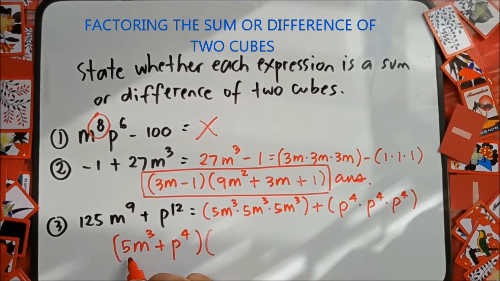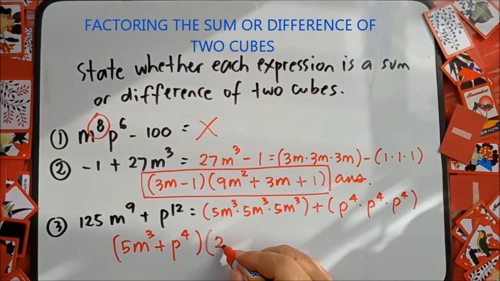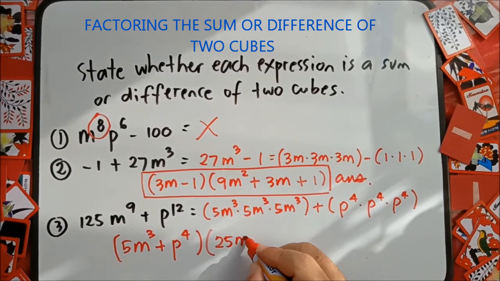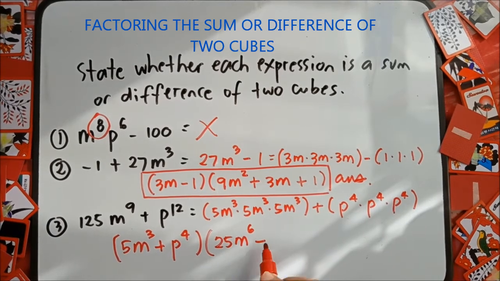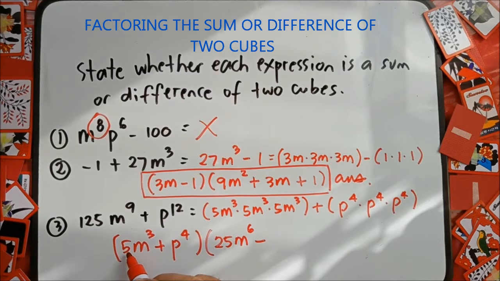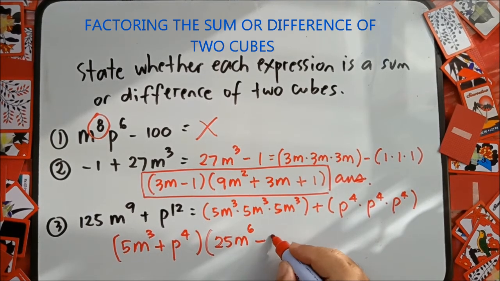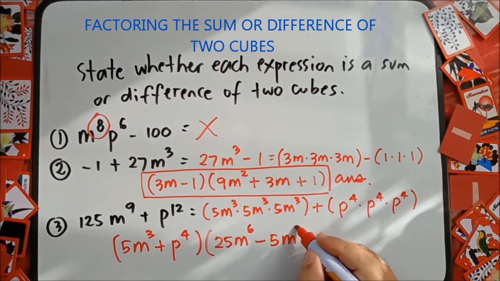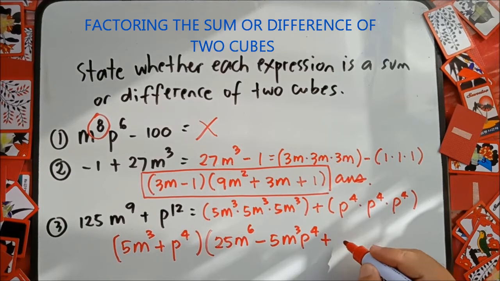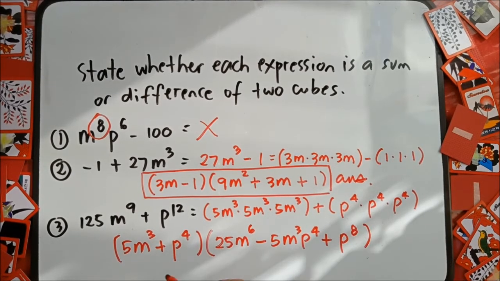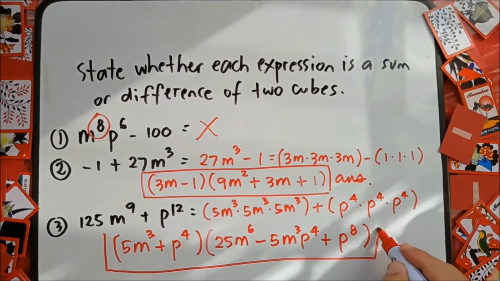Times. Square mo ito, magiging 25. Square mo ito, magiging m to the 6. Tapos negative ito. Pag positive ito, negative dito. Multiply mo silang dalawa. 5 m cube p to the 4th. Ano ang kabaligtaran nito? Negative 5 m cube p to the 4th power. Now, you have to square this. P to the 8th power. So, this will be your final answer.